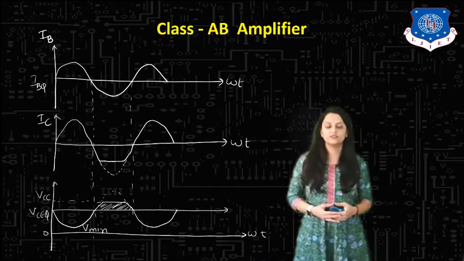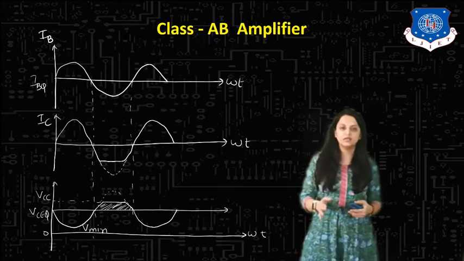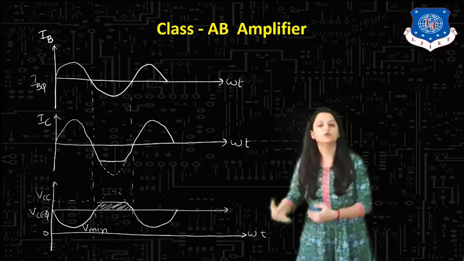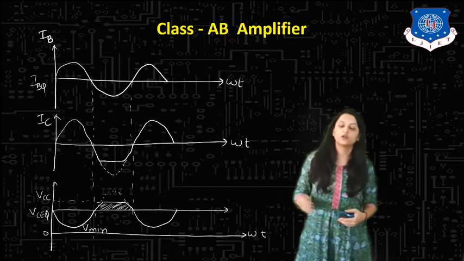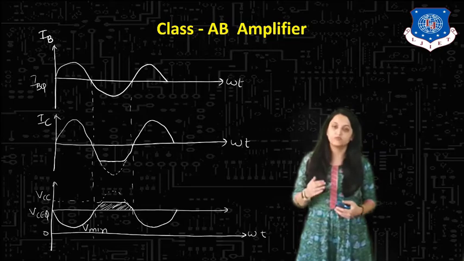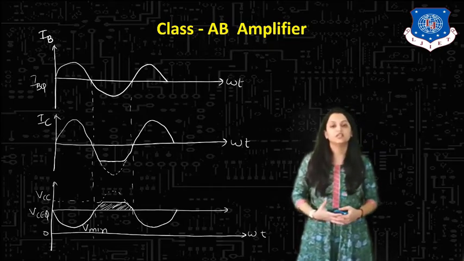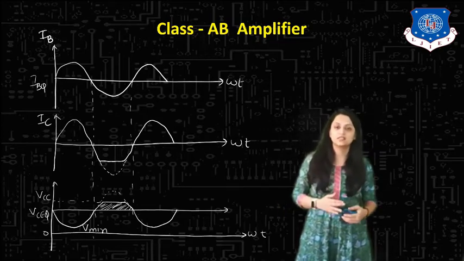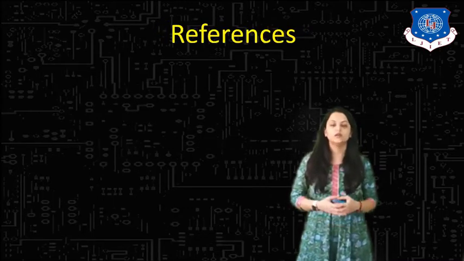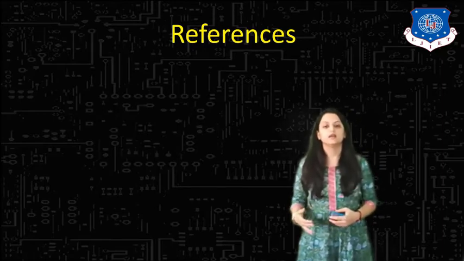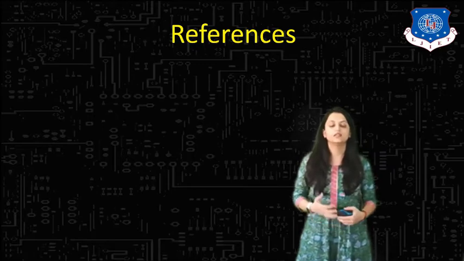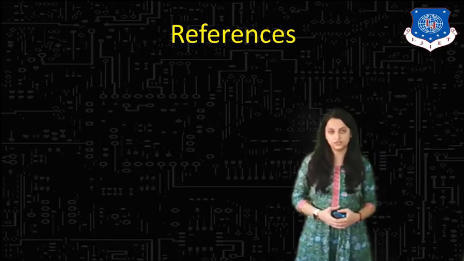The biggest difference between class A, class B and class AB amplifiers is according to the operation for which the output is obtained. Whether it is for the complete 360 degree of the input cycle, whether it is for half, that means 180 degree of the input cycle, or whether it is for more than 180 degree and less than 360 degree of the input cycle. Now, this was for class A, class B and class AB amplifiers. I hope that the differences between these three are clear to you now.